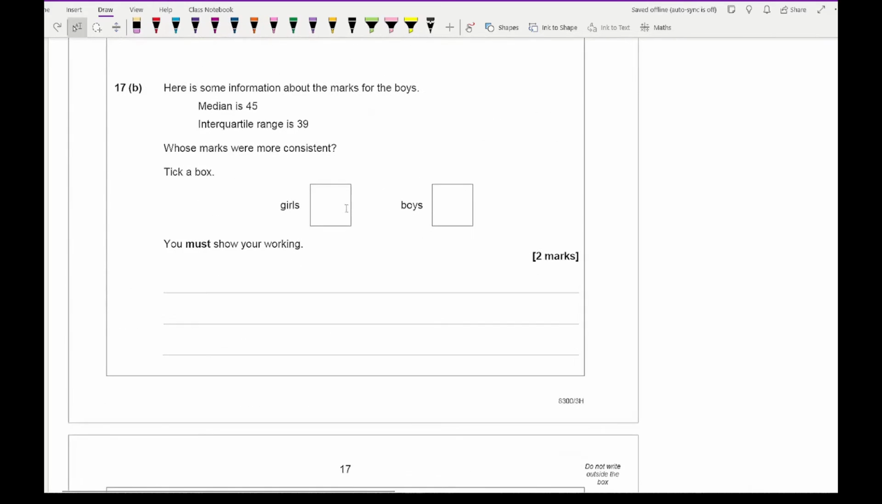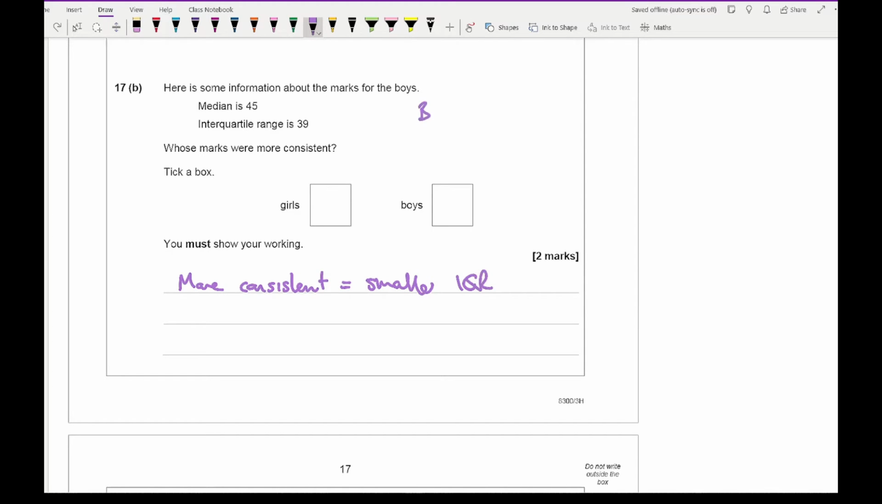Then moving on to question 17b, it says here is some information about the marks for the boys, that the median is 45 and the interquartile range is 39. Whose marks are more consistent? Now more consistent basically means a smaller IQR.